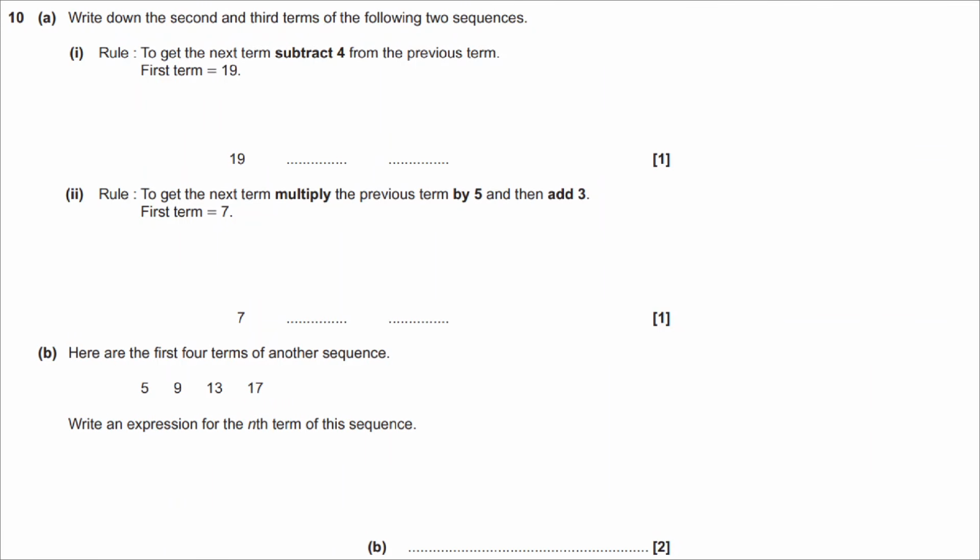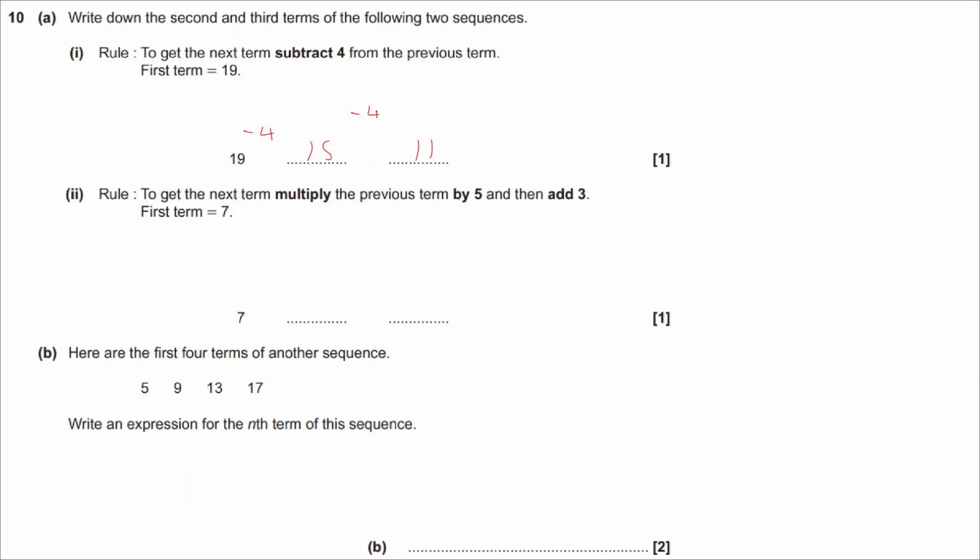Okay, good. Question 10. Write down the second and third terms of the following sequences. So the rule to get the next term subtracts 4 from the previous term. Okay, so we're just going to be taking away 4. So 19 take away 4 is going to give you 15. 15 take away 4 is going to give you 11.